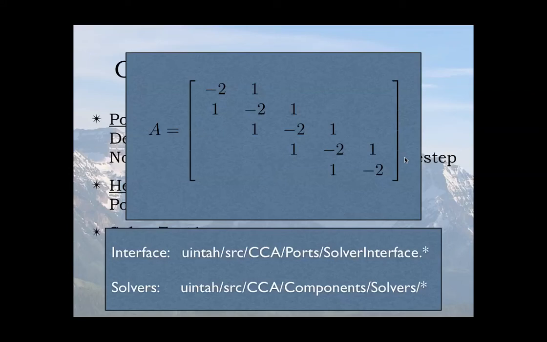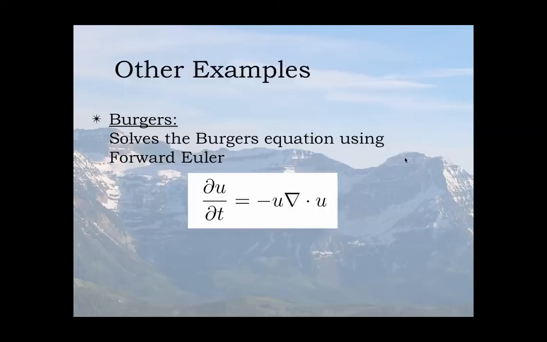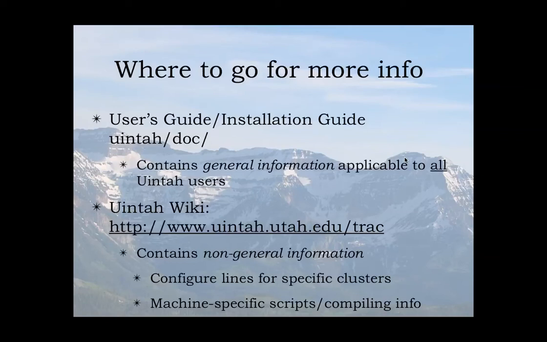And just to point you to the interface, it is located at CCA ports solver interface, and then that calls solvers that are located at CCA components solvers. There's a couple of different solvers there, but the main one that's useful is this Hyper solver. Okay, and then there's another example that solves the Burger's equation, just using a forward Euler scheme. So there's a couple of useful examples there. You can browse through those examples and get a feel for how the framework works.